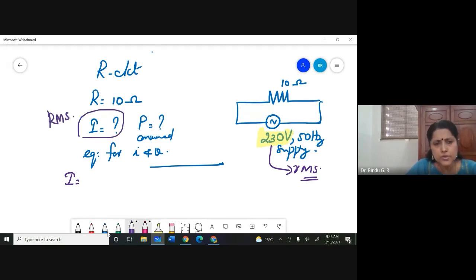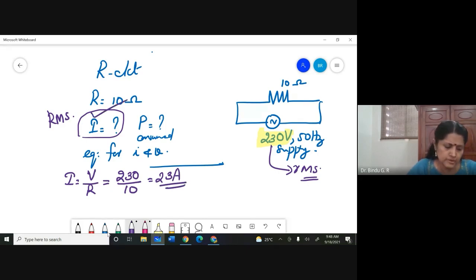So I will be, as you know, V by R, our own Ohm's law. So you have 230 by 10 and you will get 23 amperes. That is covered. Power P, power consumed, you are asked to find out P average. That is the power consumed. P is equal to VI that we have already found out. This is equal to 230 into 23, 5290 watts.